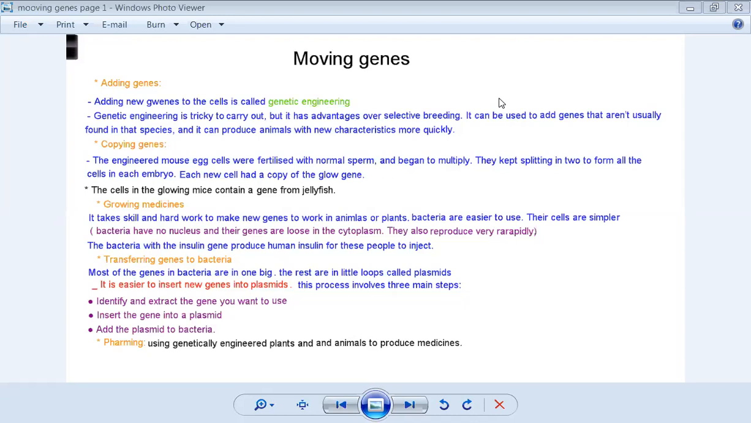Okay, how can they grow medicines using genetic engineering? We all know that some scientists use genetic engineering to make medicines. It takes skill and hard work to make new genes work in animals or plants. Bacteria are easier to use, their cells are simpler. Guys, we all know that bacterial cells are very simple units, right? Can you tell me anything about the bacteria cell? Do they have many cells, one cell, or two cells?